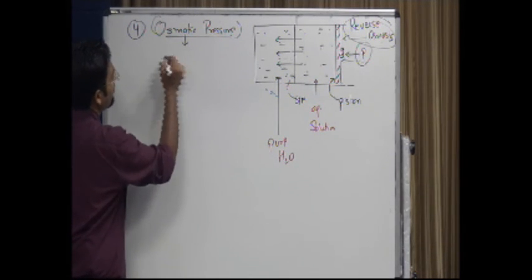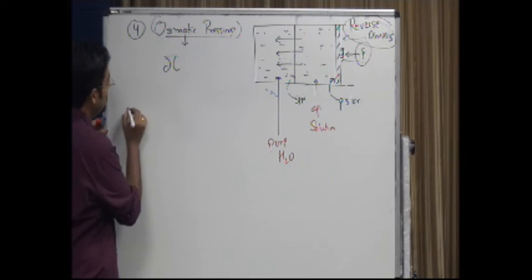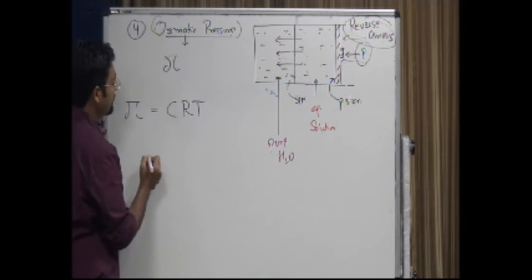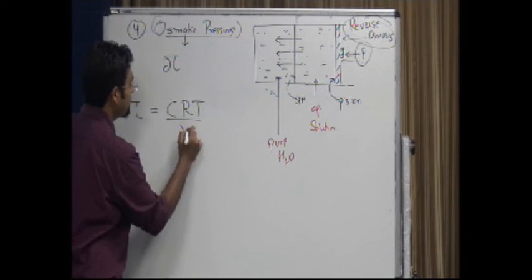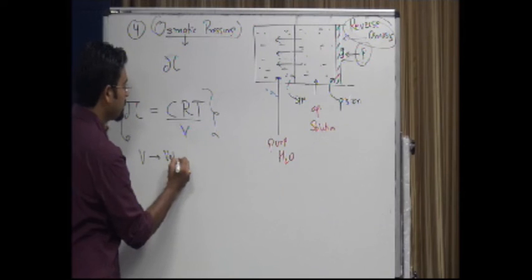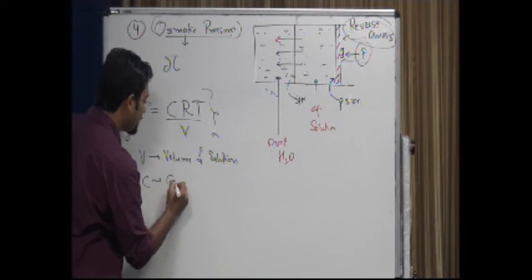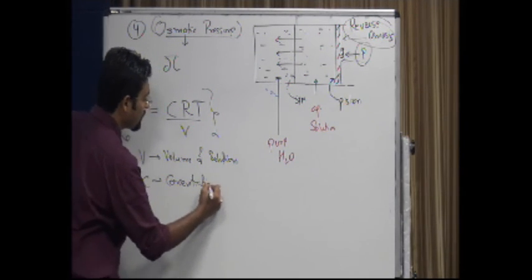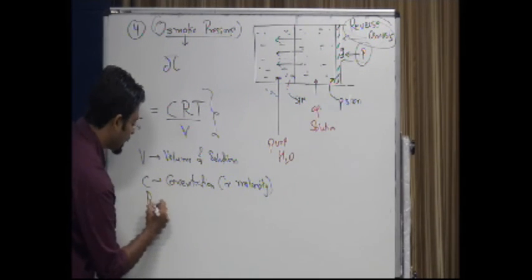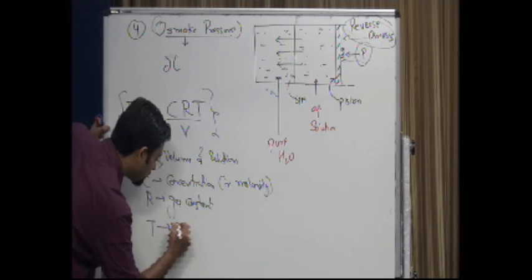Osmotic pressure is denoted by pi as a symbol. This is equal to CRT, or pi V = nRT, where V is the volume of solution, C is concentration measured in molarity, R is the gas constant again, and T is temperature in Kelvin.